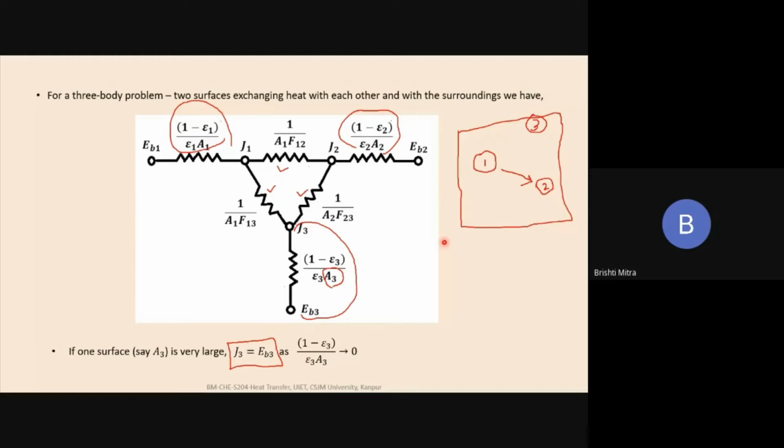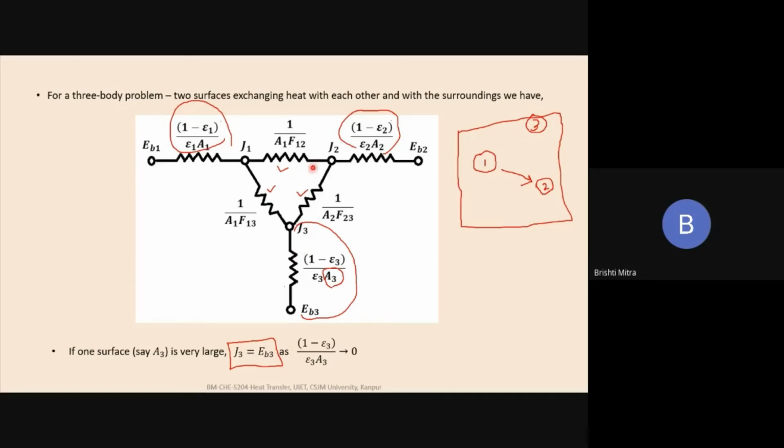That means the sum of the currents at any node or any point becomes the same. So we consider this node, we can consider this node, and we can consider this node and find the values of J1, J2, and J3. Looking at each of the terms in this 3-body problem, Eb1, Eb2, and Eb3 can be found if I know the temperatures of the bodies. The emissivities, epsilon 1, epsilon 2, and epsilon 3, of body 1, body 2, and body 3 need to be known. And if I know the areas, the resistances can all be calculated.